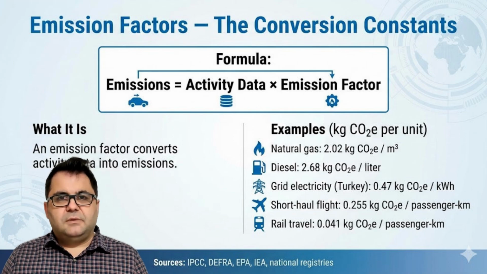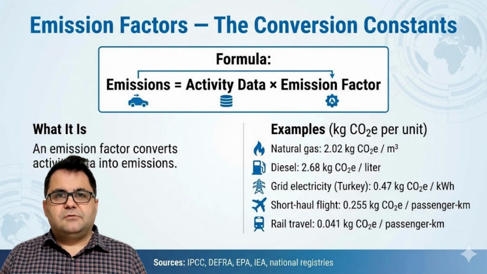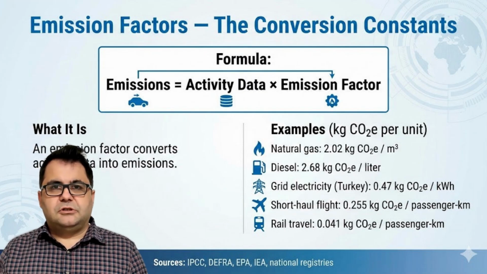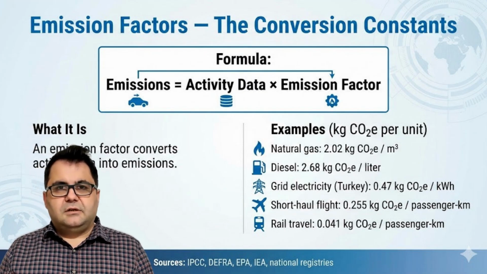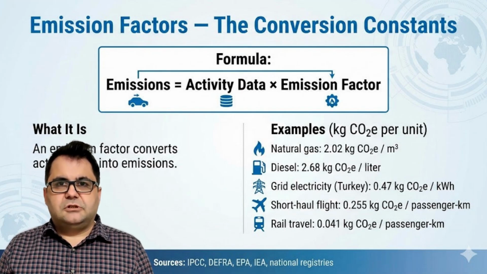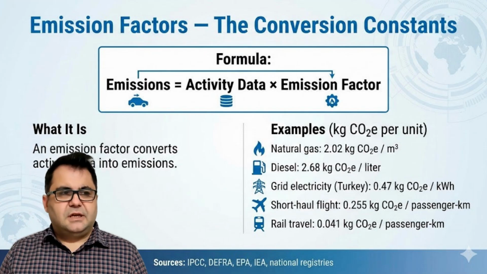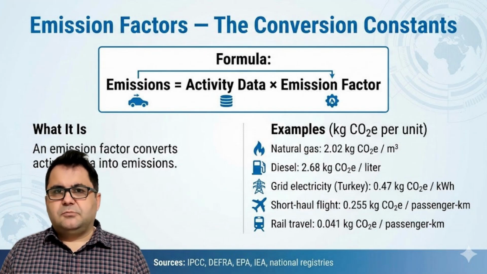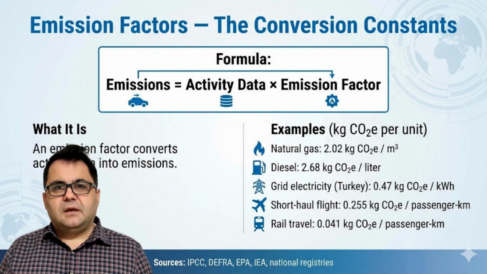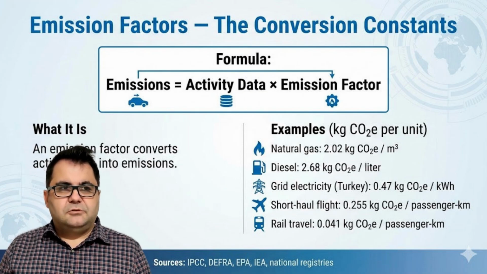Emission factors are the heart of carbon accounting. They're essentially conversion rates. You multiply your activity data by the appropriate emission factor to get emissions. If you burned 1,000 liters of diesel, you multiply by 2.68 to get 2,680 kilograms CO2e. These factors come from scientific organizations and government agencies, the IPCC, the UK's DEFRA, the US EPA, the International Energy Agency. Different sources may have slightly different factors. Our platform will store a database of emission factors and automatically apply them when users enter activity data. This is exactly the kind of calculation PHP is good at.